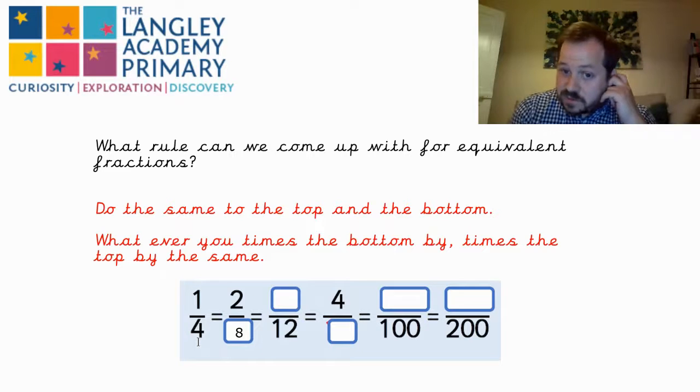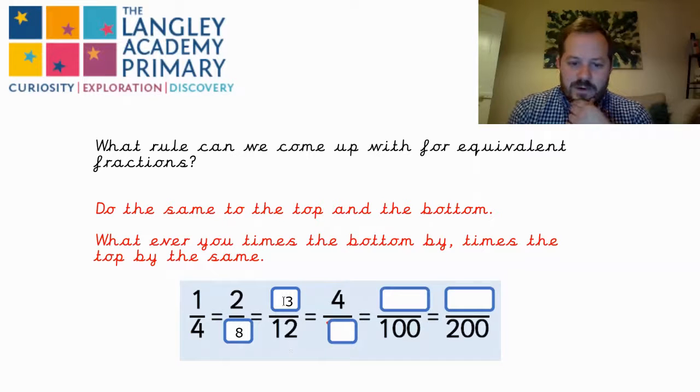What do we times 4 by to get to 12? We times it by 3. So 4 times 3 is 12. So that must mean we times this top by 3 as well. 1 times 3 is 3.